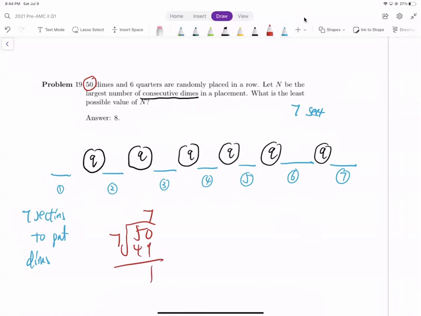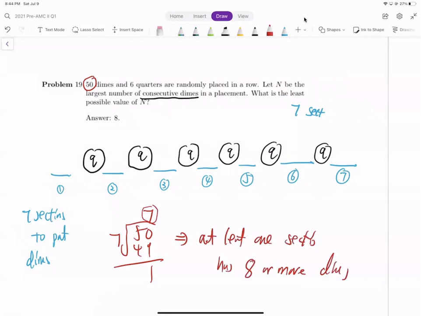That means I cannot put just 7 in each section. One of them has to be 8 or more. So I get at least one section that has 8 or more dimes. For example, I can put 8 here, then 7, 7, 7, 7, 7, 7. For this particular arrangement, you'll find this will be the n.